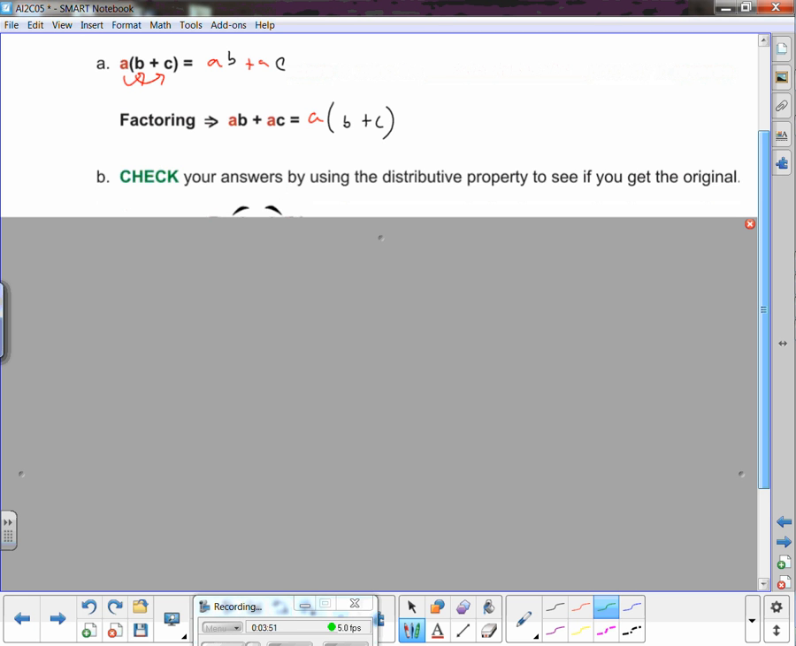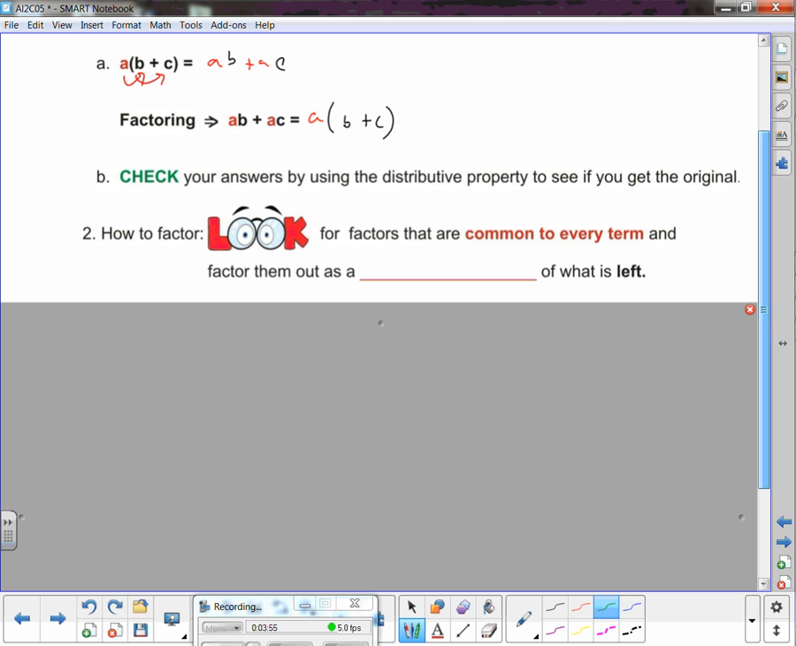So check your answers by using the distributive property to see if you get the original. Hey, when you're factoring, you can always multiply it back out and see if it equals the original. You should always know if your factoring is correct if you have time to go back and check. Again, when would you check? After you complete a quiz, after you complete a test, after you work through an SAT, ACT section and you have time, if that happens.